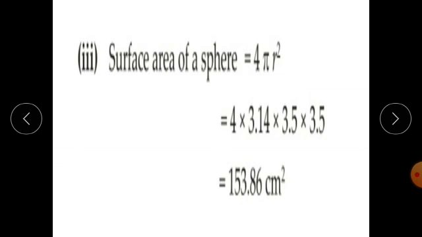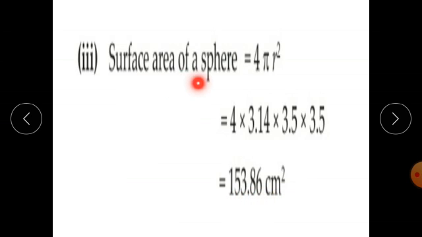Third sub question, when radius is given 3.5 centimeter. So first find out surface area of a sphere. Surface area of a sphere equal to 4 pi r square and r is given 3.5 centimeter. So 4 into the value of pi 3.14 into 3.5 square means 3.5 into 3.5. So 4 into 3.14 into 3.5 into 3.5 equal to 153.86 centimeter square.